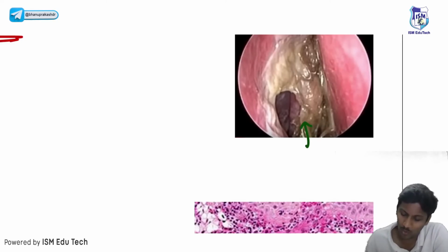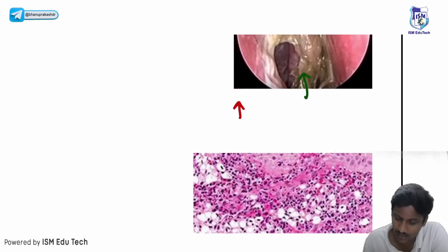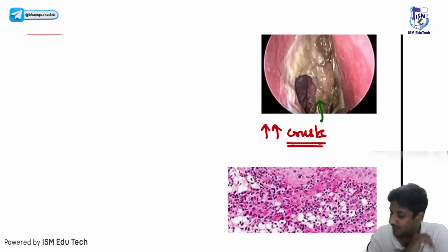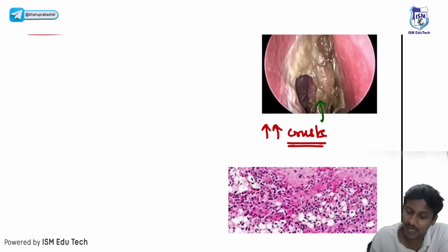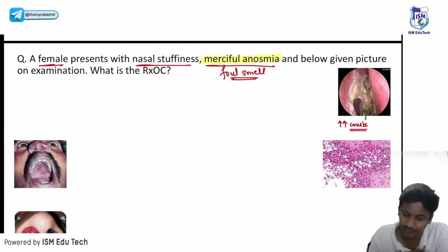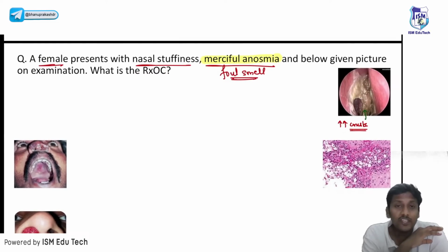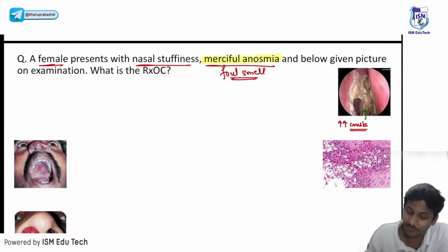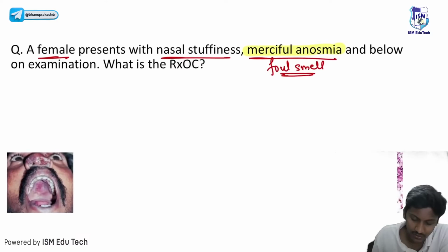And I've told you, what is dried up mucus called? It is nothing but the crust. So definitely the patient is having a lot of crust in the nasal cavity. Very good. Yes, the diagnosis for this condition: if the patient is having a lot of crust, usually she is a female who is coming to you along with features of nasal stiffness, foul smell and anosmia, definitely the diagnosis has to be atrophic rhinitis.